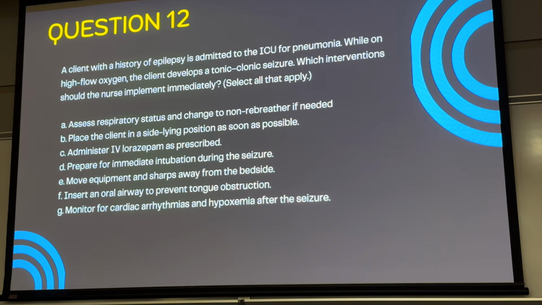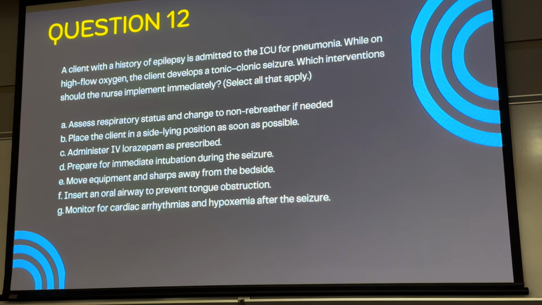What about B? Yes. Okay, good. What about C? Yes. Okay, good. Anybody like D? No. Alright, we're not gonna intubate them while they're having an active seizure. That'd be hard to hit a moving target, okay? I probably have seen somebody do that in the past, but anyway, move on from that.